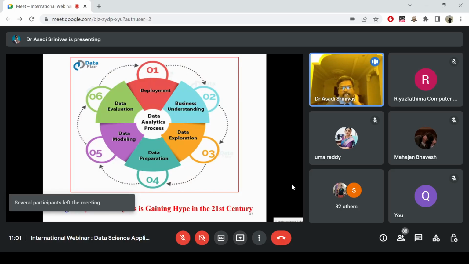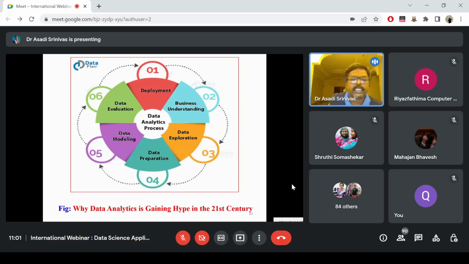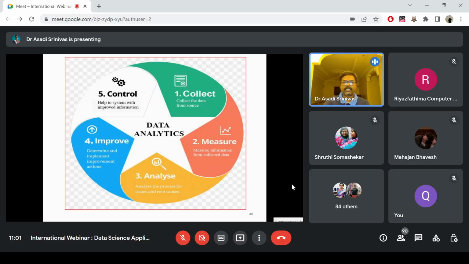So why is data analytics gaining hype in the 21st century? If you see, these are the steps we are following in data analytics. First, business understanding, data exploration, data preparation, data modeling, data evaluation, finally deployment. This is the data analytics process.